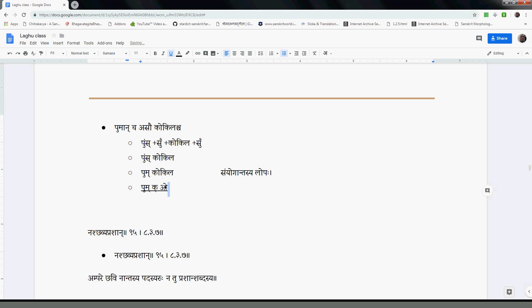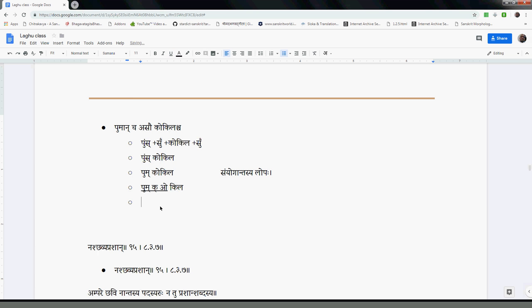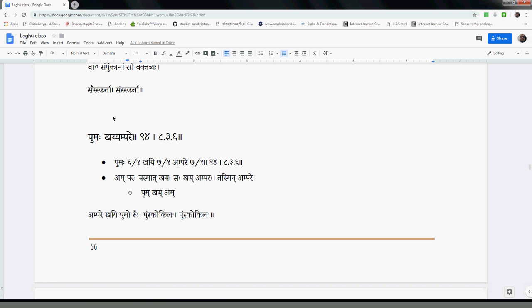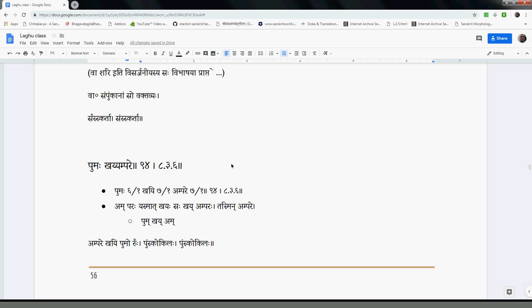You will get, and this is kila. So I'm just splitting it. So sandhi is between these now. What will happen is pumaha ru bhavati. Therefore, you will get puru. You will get the form puru kokila. So this is what has happened now by pumakhayam pare. Further, what will happen is pumakhayam pare puru kokila. Now what we have seen is this vartika sampunkanam so vaktavyaha.